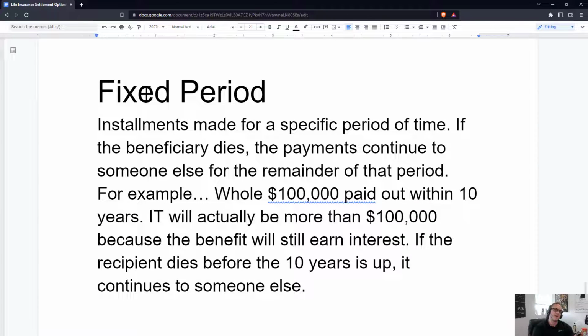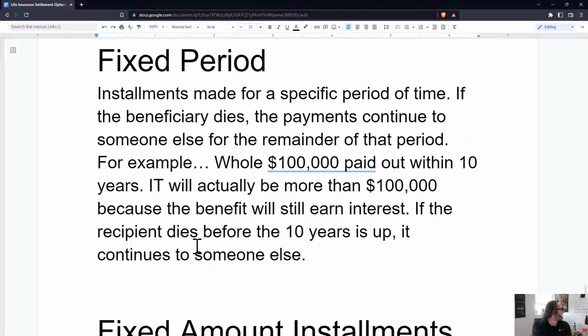Next one, fixed period. So installments made for a specific period of time. If the beneficiary dies, the payments continue to someone else for the remainder of that period. So for example, the whole $100,000 to be paid out within 10 years will actually be more than $100,000 because the principal, the whole amount, the $100,000 will still earn interest in one of the insurance company's accounts. So if the recipient dies before the 10 years is up, it continues to someone else.